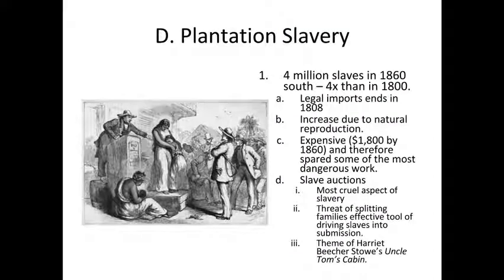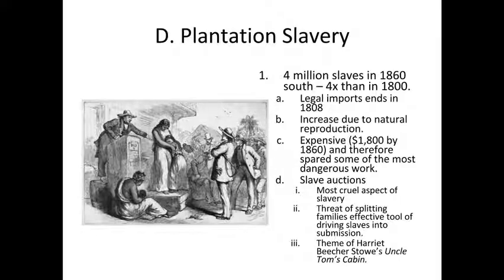So plantation slavery: 4 million slaves in 1860 in the South. This is 4 times more than what we started at the beginning of the 19th century. So as you can see, looking back to those maps, how expansive it exploded just within 40 years from 1820 to 1860. Legal imports end in 1808. So remember, there was an agreement that was made that the slave trade would end by 1808. So that legal import of slaves ended in that year.